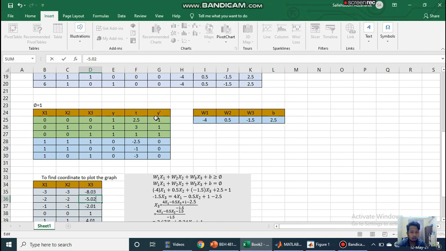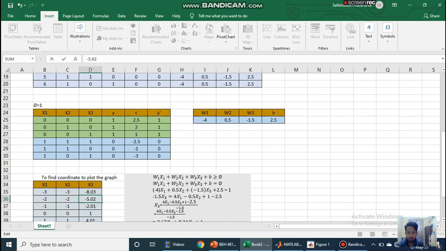2.5 is bigger than 1, so we put y prime is 1. 3 is bigger than 1, so we put 1. 1 equal to 1 is 1. Negative 2.5 is lower than 0, so we put 0. Negative 1 is lower than 0, we put 0. And negative 3 is lower than 0, we put 0.